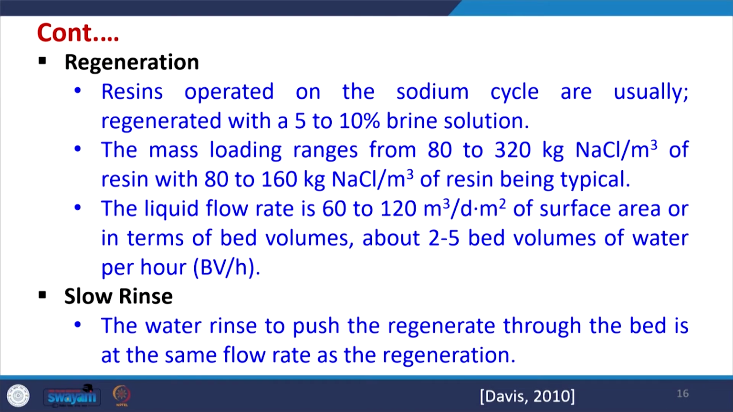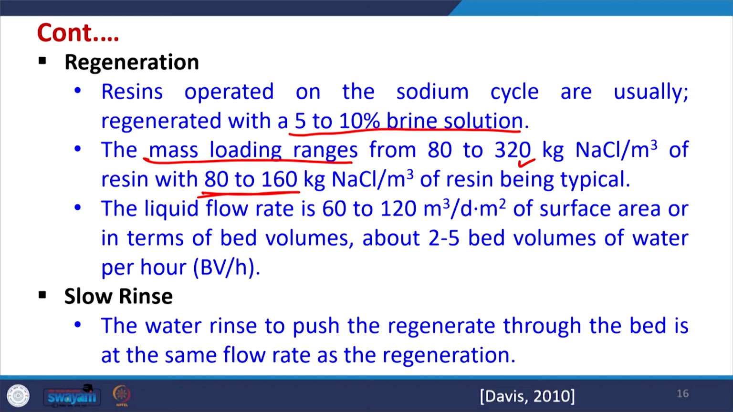Now, regeneration has to be performed. Resin operations on the sodium cycle are usually regenerated with 5 to 10% brine solution. We can vary this, but this is the brine solution range that has to be used for regenerating the resin if we are exchanging the sodium. The mass loading rates range from 80 to 332 kg NaCl per meter cube of resin, with 80 to 160 kg NaCl per meter cube of resin more commonly used. So, we generally prefer between 80 to 160, but we can go up to 320 also.